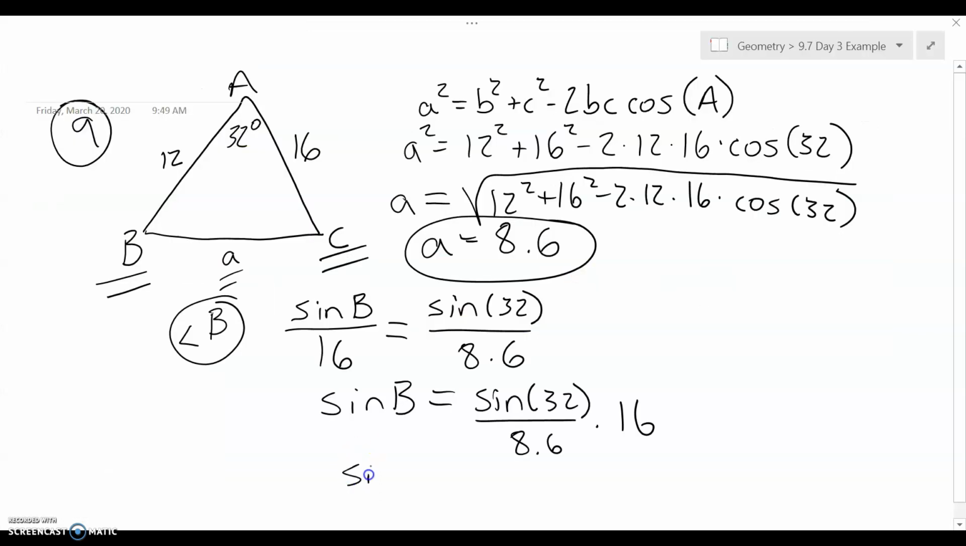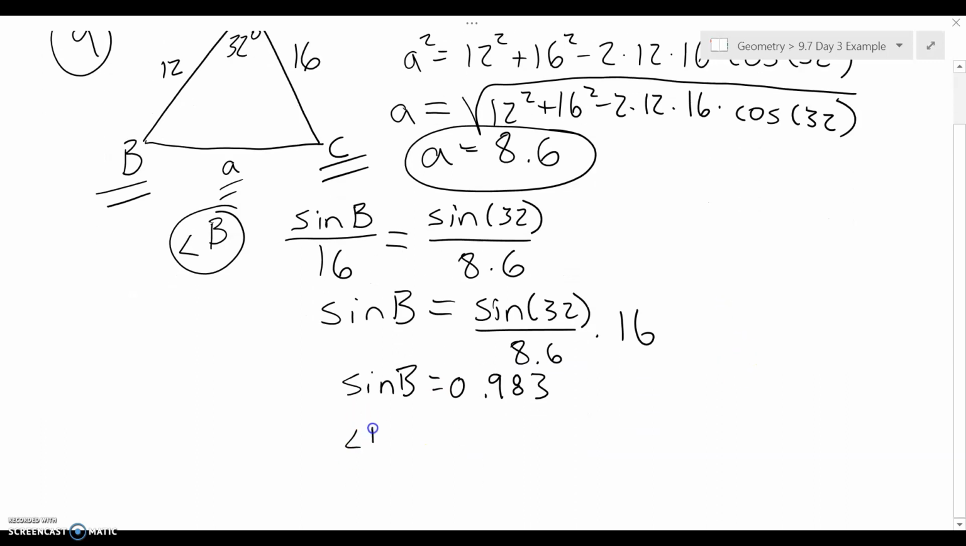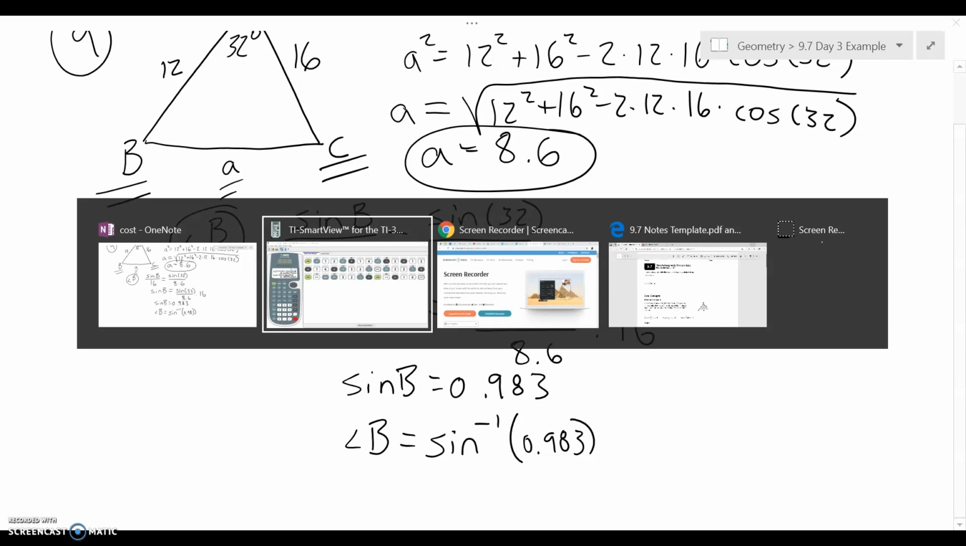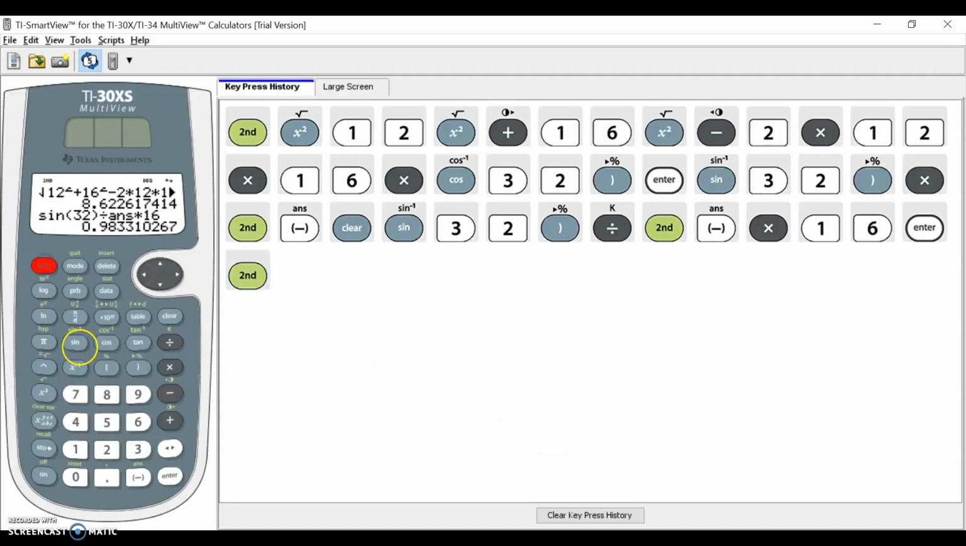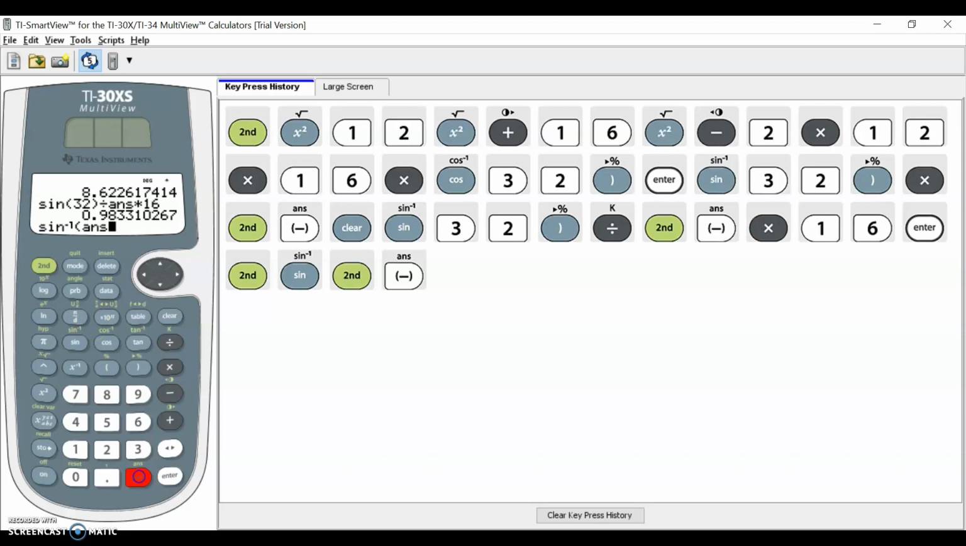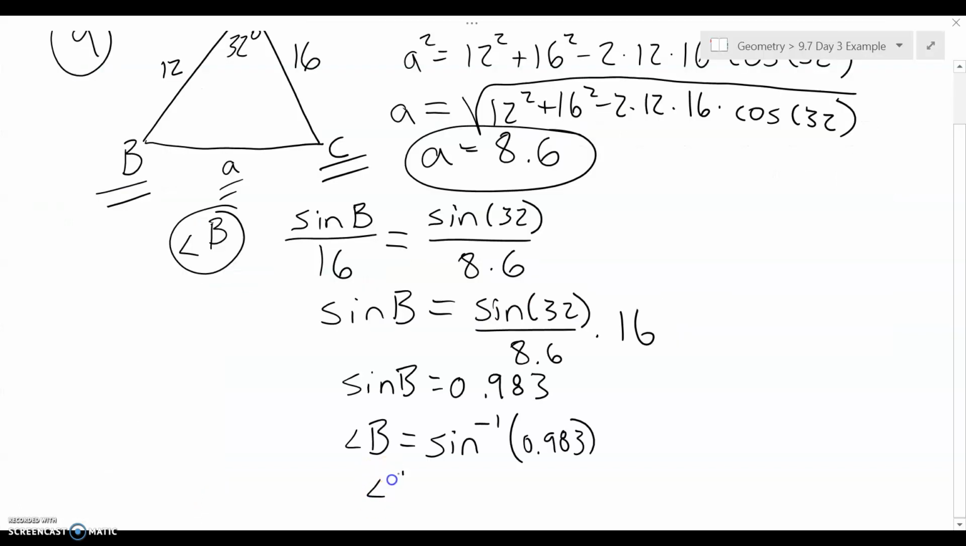So that means sine of B equals 0.983. To get what angle B is, then I'm going to use that notion of an inverse. So we've seen that before. I go sine inverse of this decimal. And again, I'd encourage you in the calculator just to leave those numbers in there, because then we can go second sine inverse, second answer, and it's just going to grab that full decimal, not what you cut off, and it actually is less you need to type. And you hit enter, and you're going to get 79.5. So our answer then for angle B is 79.5.